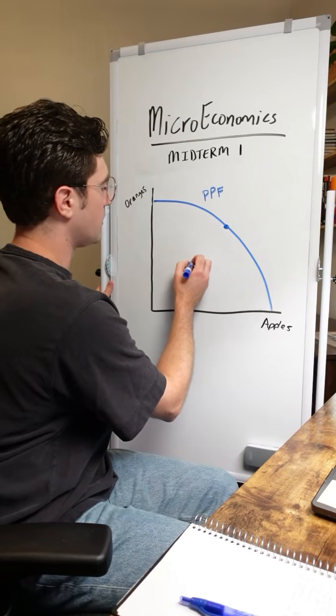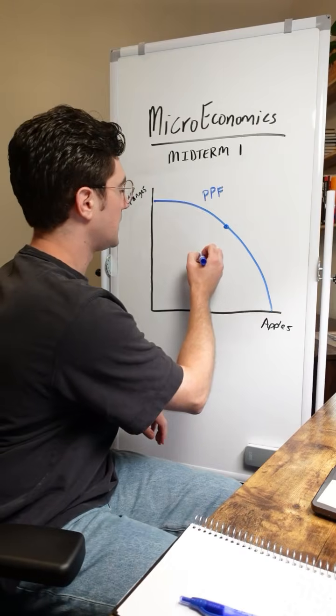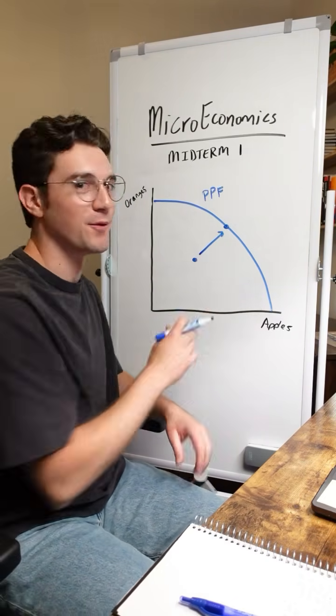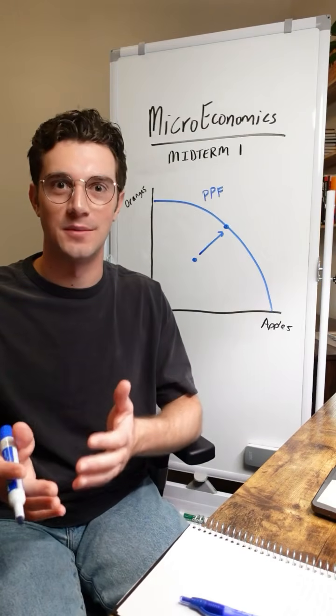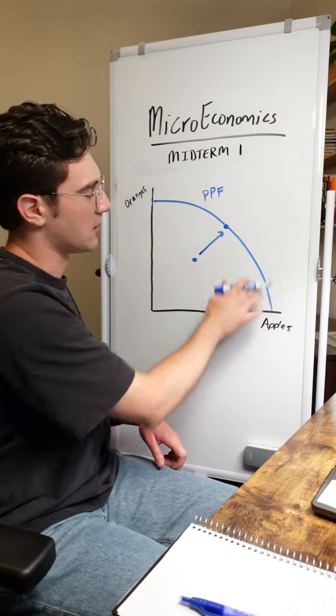If a problem gives you a point that lies within the PPF curve, well, that's inefficient, because we can produce more oranges and apples. We're capable of more. We're not reaching the frontier of our production possibilities. So the correction would be to bring this point back to rest anywhere along this curve.